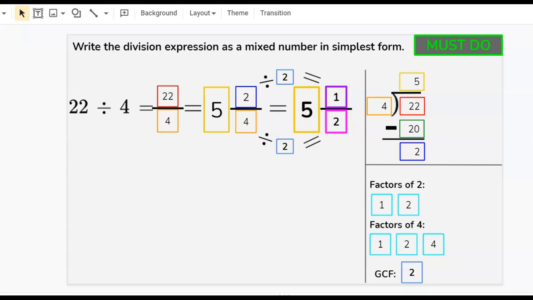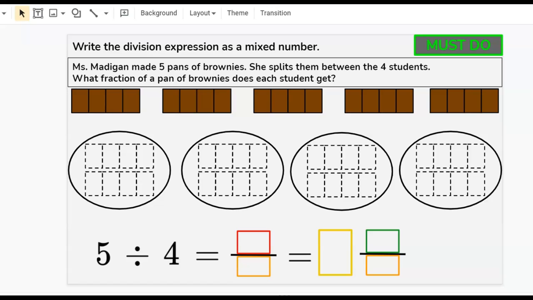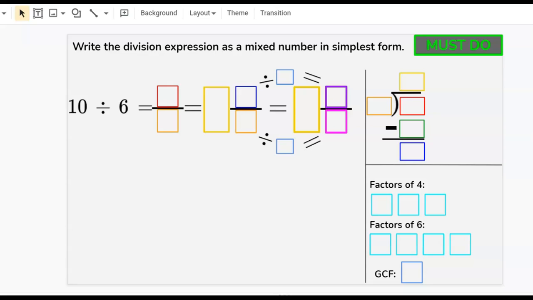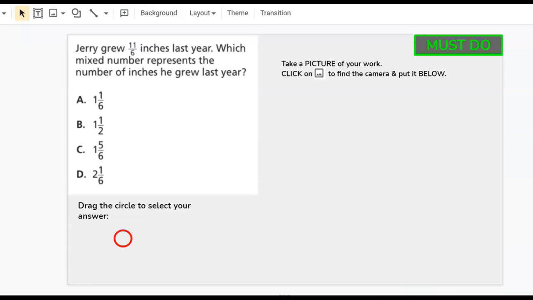You're going to do problems like this as well. So here's what you have. You have a story problem with pictures right here. Then you have a problem like I just got done doing, where you write your division expression as an improper fraction, turn it into a mixed number, and simplify. You have 3 of those.